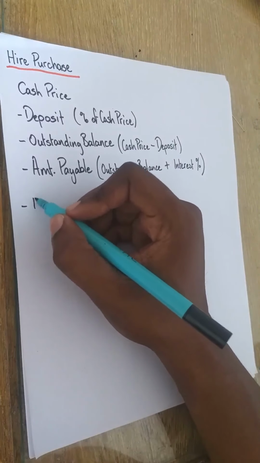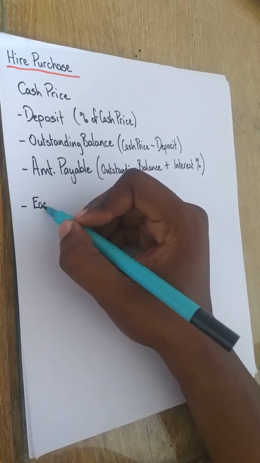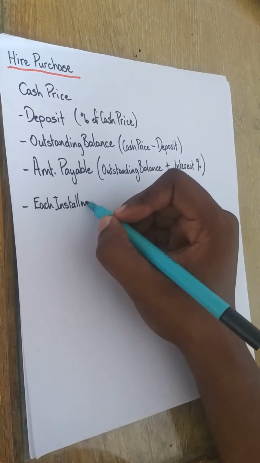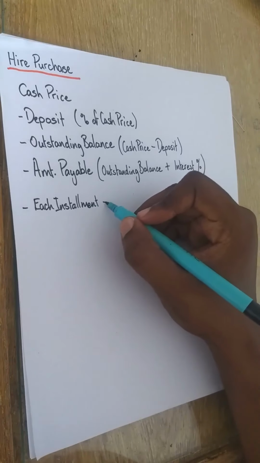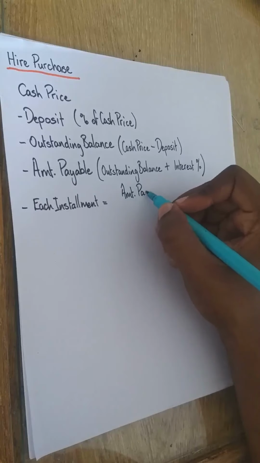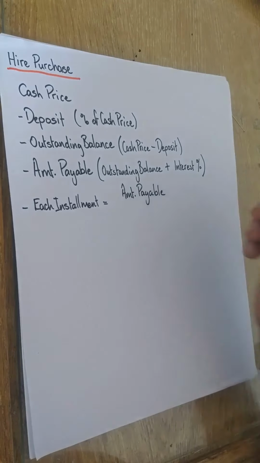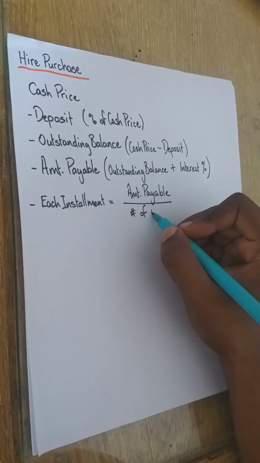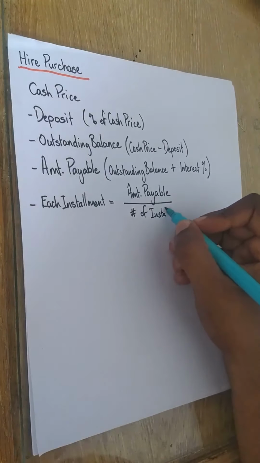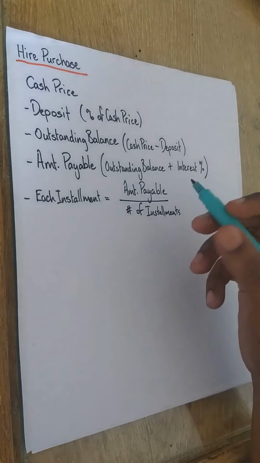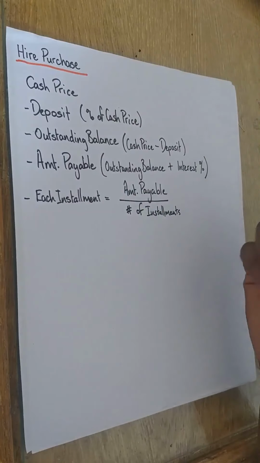Each installment is going to be the total amount payable divided by the number of installments. So if you have to make 24 monthly installments, you would take the amount payable and divide it by 24, and then you know how much you have to pay each month.